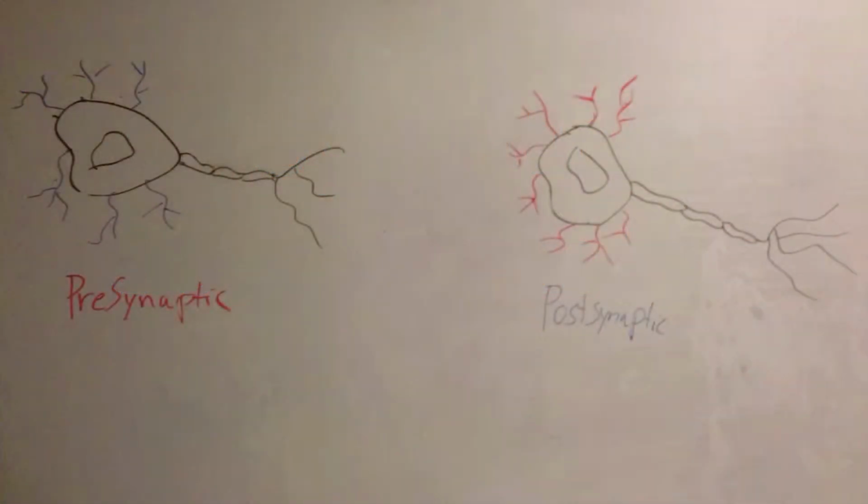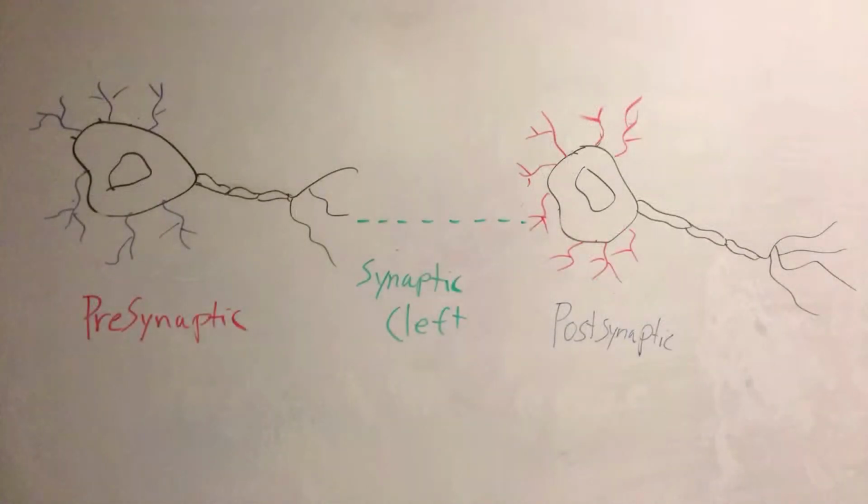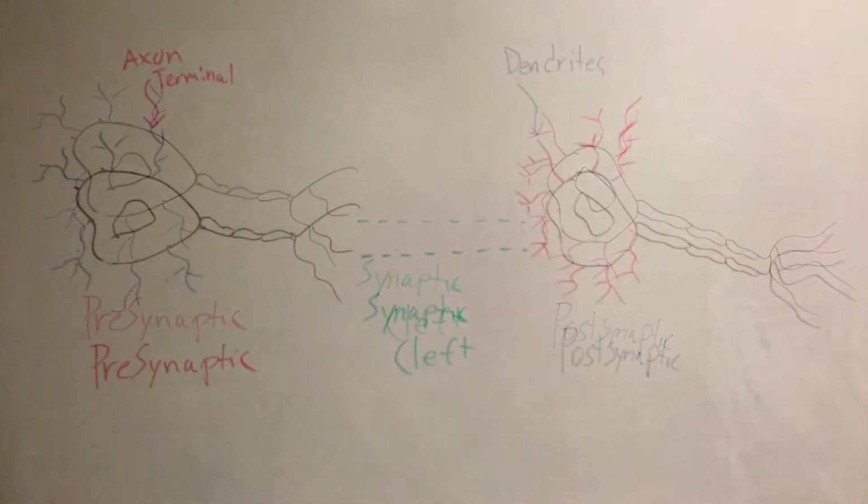Synaptic communication is the process of sending and receiving information through two nerve cells. The presynaptic cell is the one who sends out the information, while the postsynaptic cell is the one who receives it. The information is sent through an open space called the synaptic cleft.